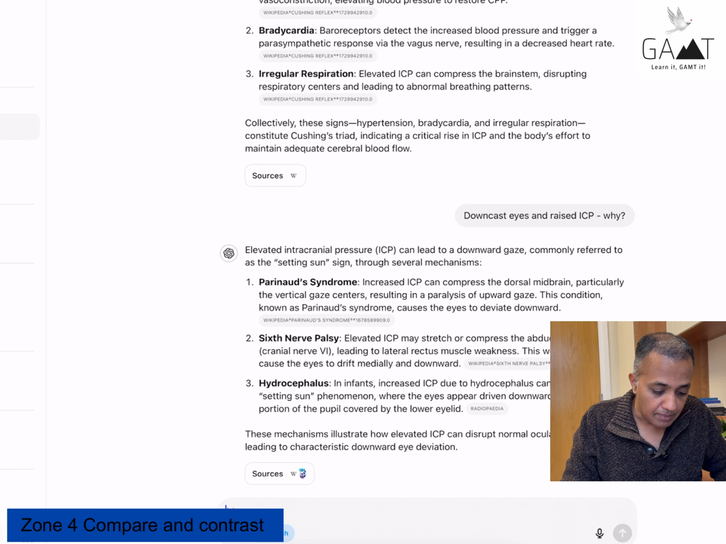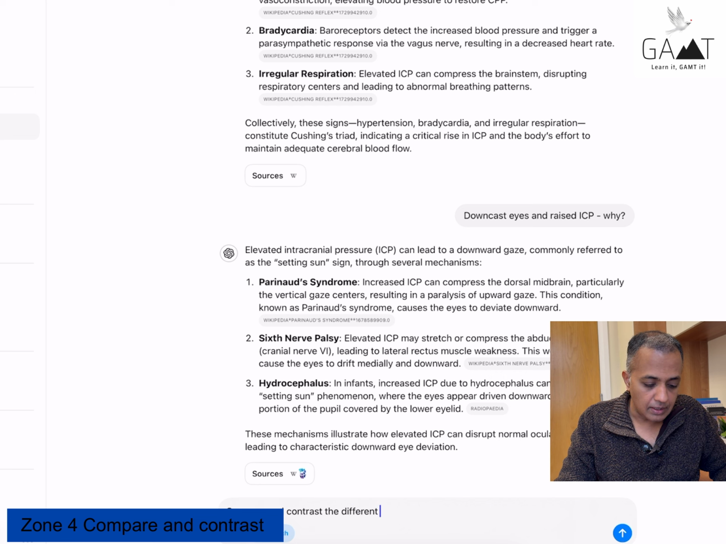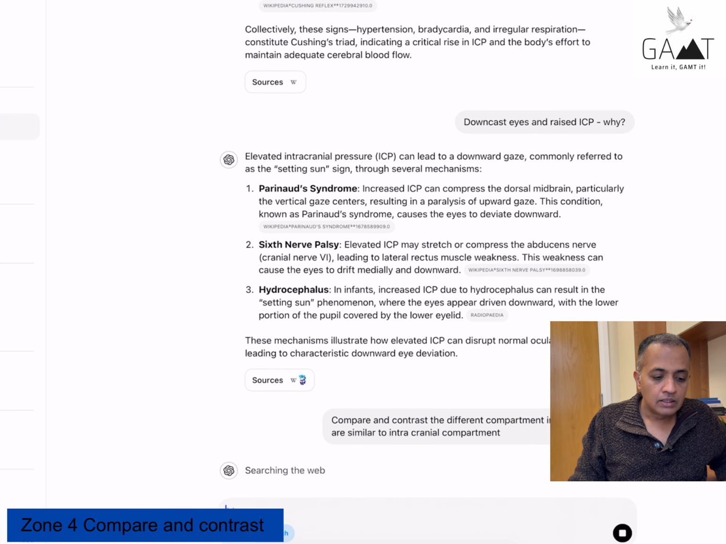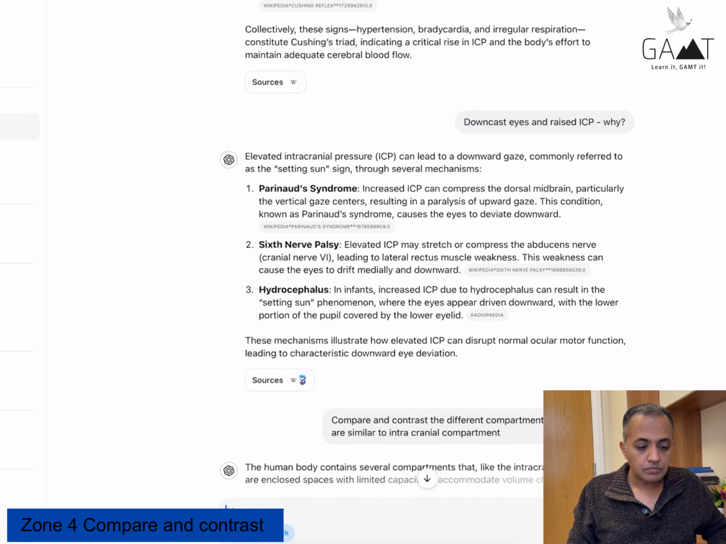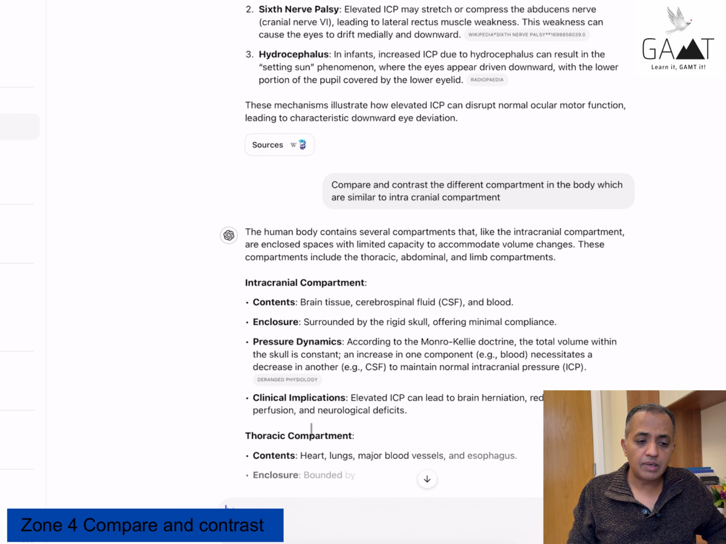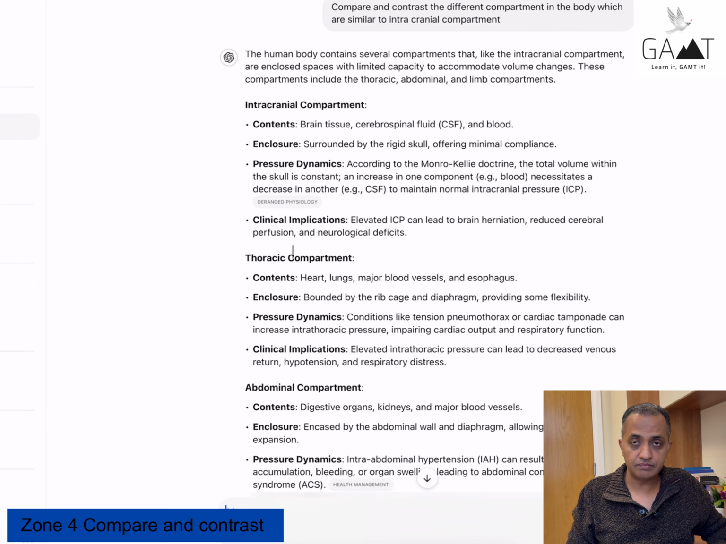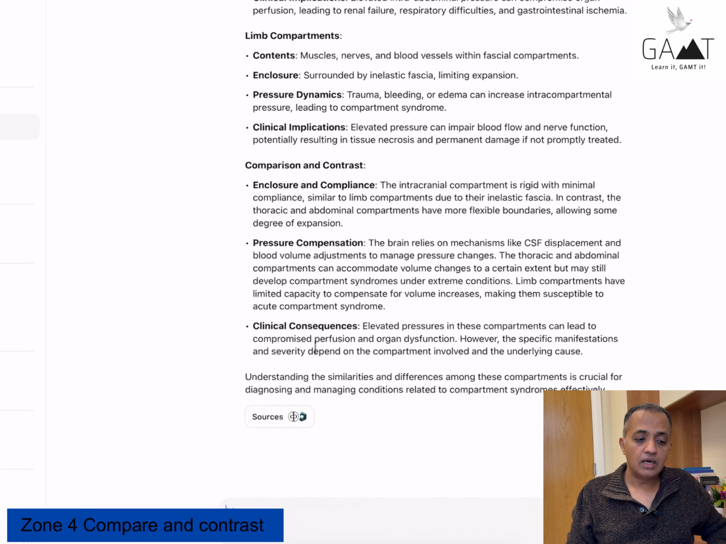Okay, so let's say: compare and contrast the different compartments in the body which are similar to the intracranial compartment. Okay, let's see what comes up. The human body contains several compartments like the intracranial compartment, with enclosed spaces and limited compartment volumes. Intracranial is what we're reading about. Then thoracic compartment, abdominal compartment, limb compartment, etc.